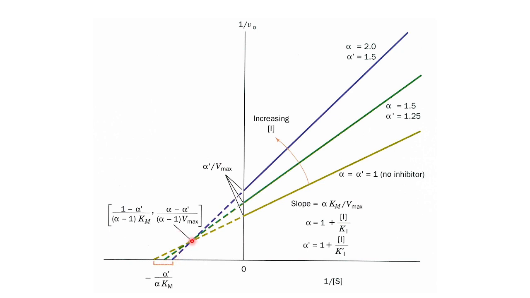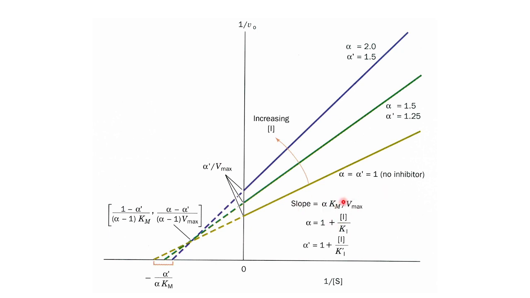So it shifts, and you would be seeing the meeting point of all of these three plots. So what do we have over here? When there is no inhibitor, your alpha equals alpha dash, which equals 1. In the next stage your alpha becomes 1.5 and your alpha dash equals 1.25, and here your alpha equals 2 and alpha dash equals 1.5. So you would be seeing that with the increasing concentration of I, there is an increase in the Km value and a decrease in the Vmax value. You would also observe a change in these values, and the slope also changes over here.